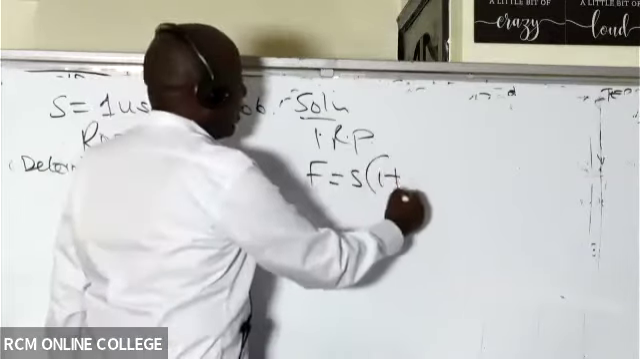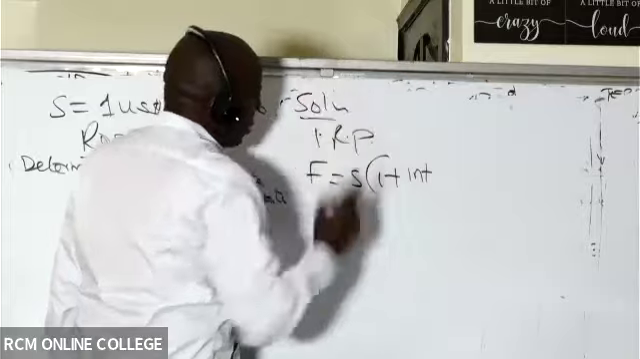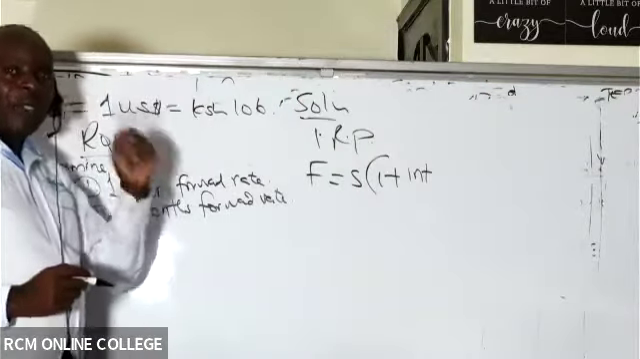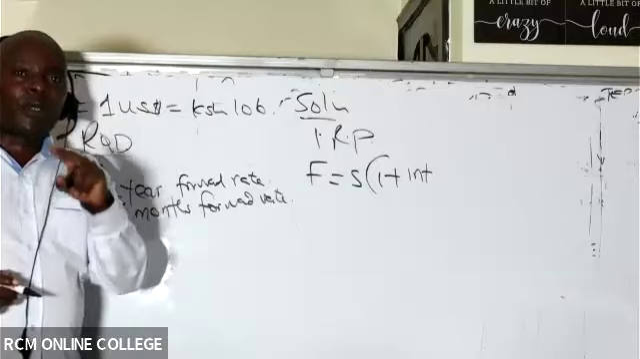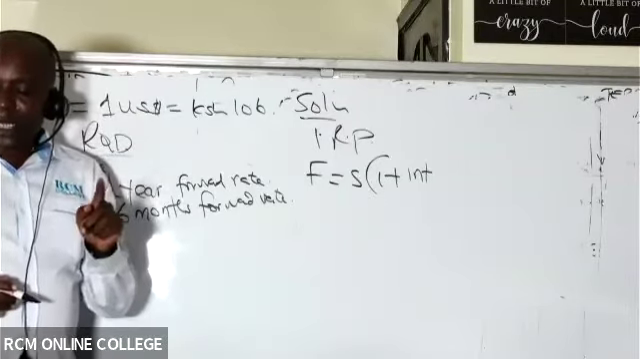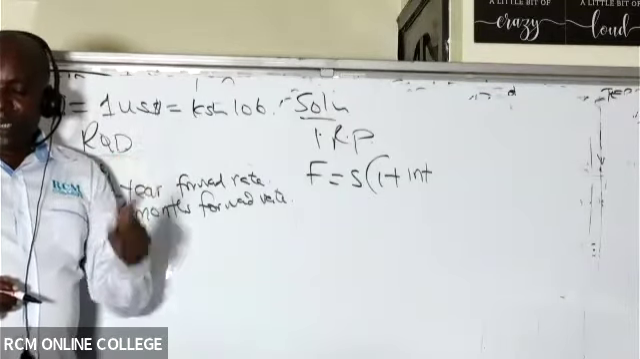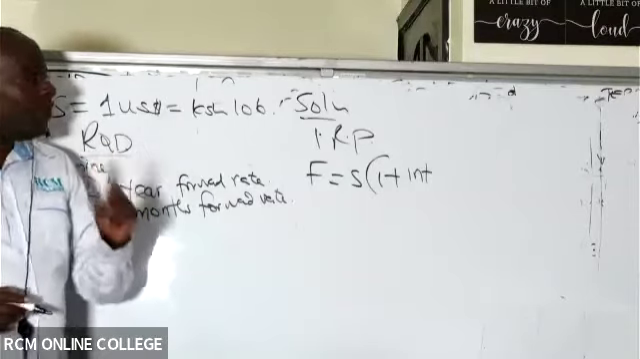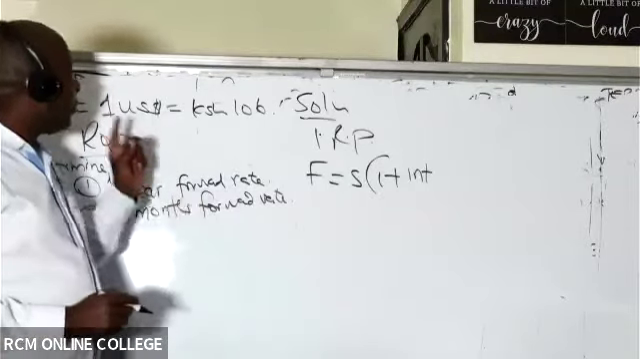To get F, we normally take S into 1 plus interest. Which country do you think in this case will be on top? We have two countries, the US and Kenya. Which country will be on top?